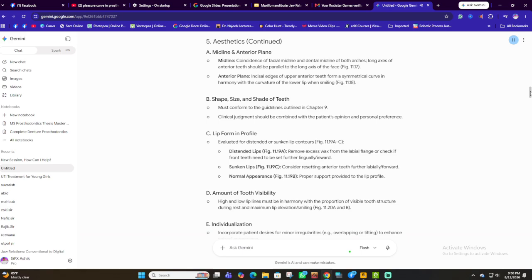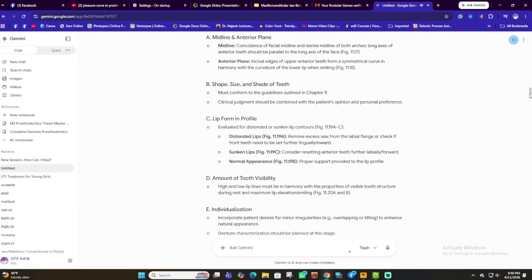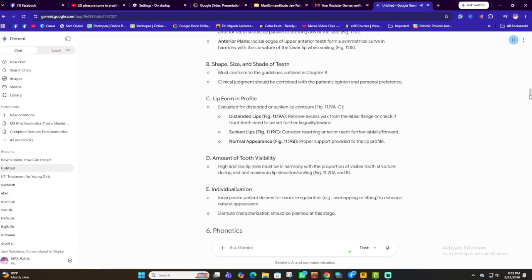Fig. 11.18. B. Shape, size, and shade of teeth. Must conform to the guidelines outlined in Chapter 9. Clinical judgment should be combined with the patient's opinion and personal preference. C. Lip form in profile. Evaluated for distended or sunken lip contours. Fig. 11.19 A, C. Distended lips.